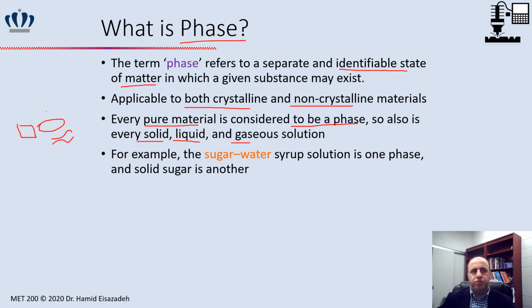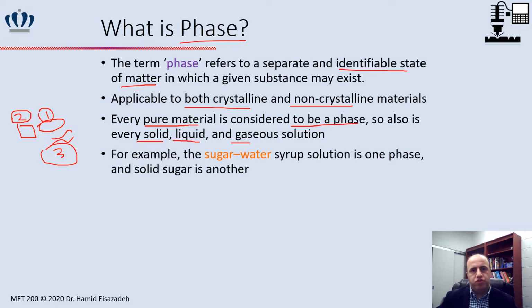So this is water, one phase in liquid form. This is solid water, which is ice. This is the second phase, and this is a vapor, and that is the third phase.